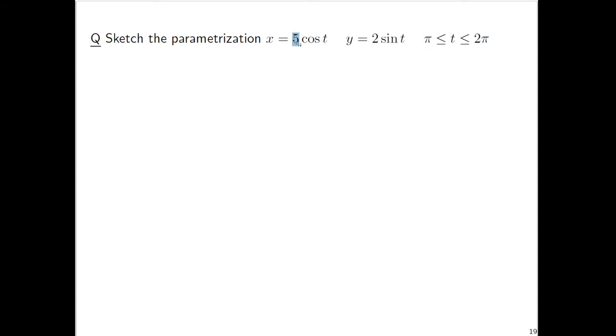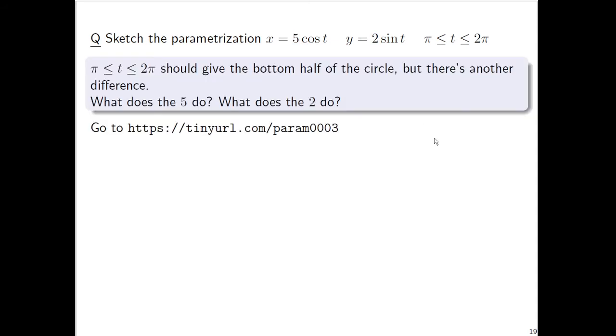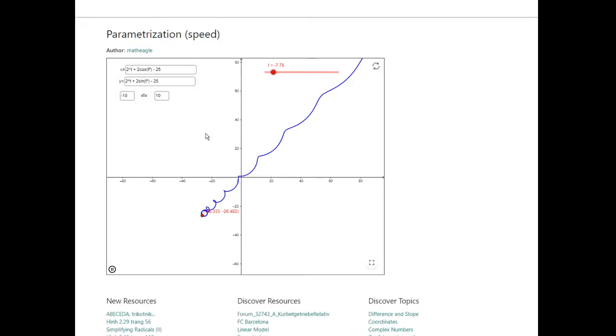But then let's think about what the 5 does. What should the 5 do? Again, the x value used to be just plain old cosine of t. But what happens when you multiply each old x value of cosine of t by a 5? Then everything stretches out by a factor of 5. Well, everything does, but I mean every x coordinate should be 5 times as large. The y coordinates stretch out by a factor of just 2. So we have this bottom part of the circle. Let's see if we stretch horizontally by a factor of 5 and vertically by a factor of 2.